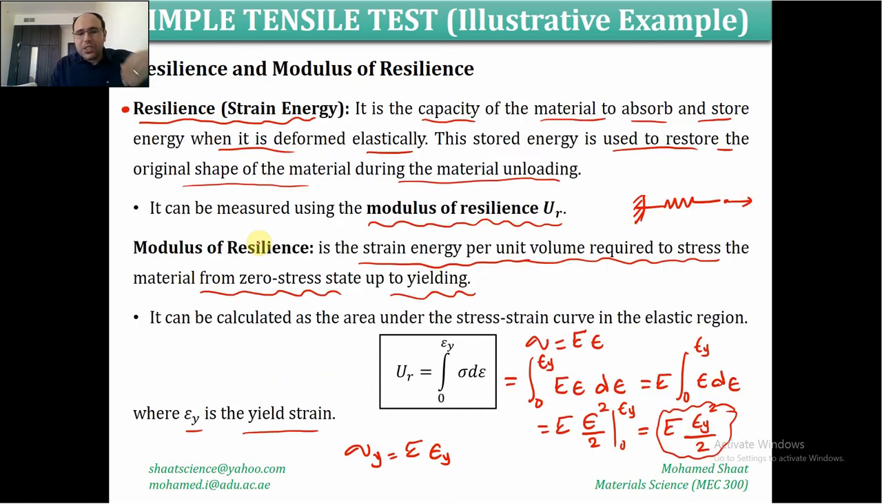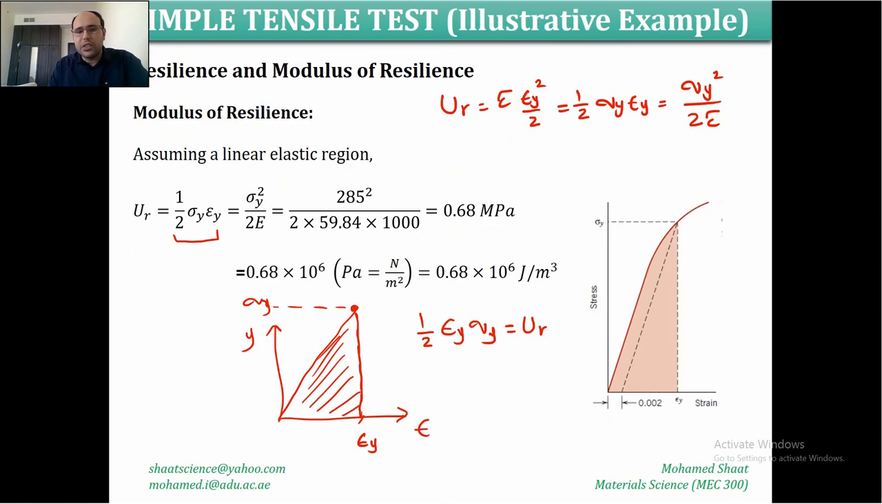We already, over the previous steps, determined the yield strength as 285. So you're going to square the value of the yield strength. And also we found the elastic modulus as 59.84 times 1000. This is just to convert from gigapascal to megapascal, and this definitely is megapascal. So you have to make sure that the units are consistent. That's why we are multiplying by 1000 over the value of the Young's modulus that we already got. And this is the 2 that is already found in this relation. If you substitute it, you're going to end up with 0.68 megapascal.